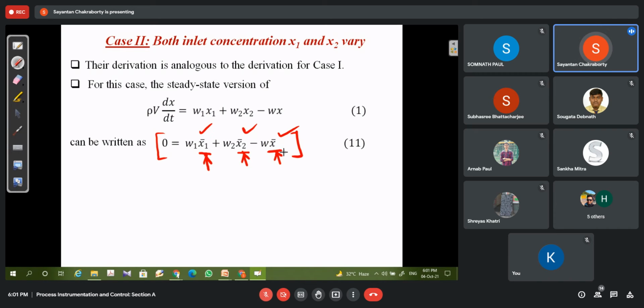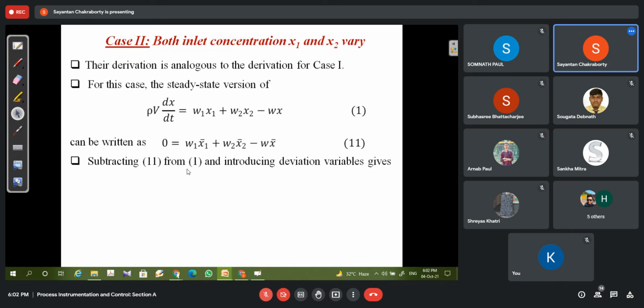Now, what we have to do? Suppose you change x1 by an amount x1 prime. Then what will be the effect of that on x? x will deviate. This is the output variable, a cause and effect situation. x will deviate from x bar to x prime. Similarly, if you change x2 by an amount x2 prime from x2 bar, then there will be another deviation of x from x bar to say x prime. So we have to model these cause and effect situations.